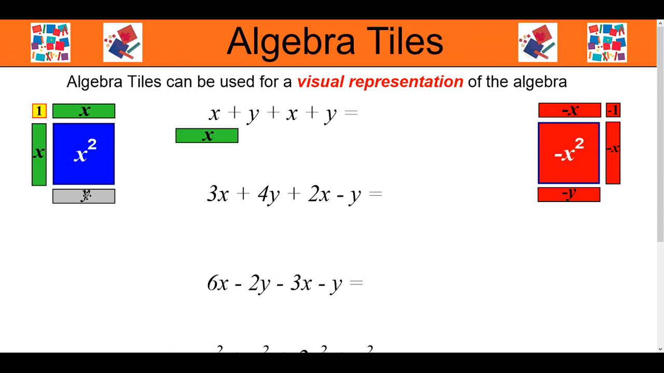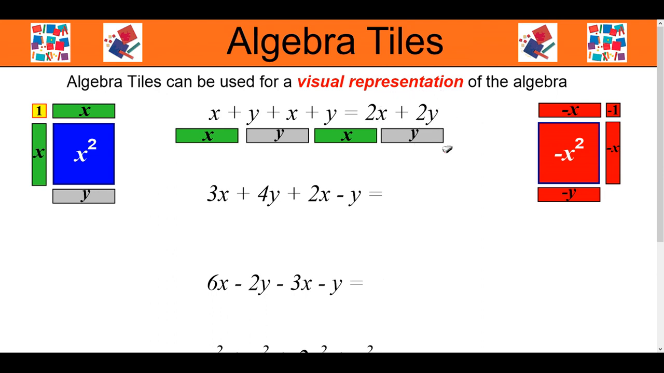So we've got x and we've got y. Now x and y are different things, one's a green tile and one's a grey tile. We've got another x and another y. So basically what you're trying to do is collect things the same up. So I've got two green x's, so 2x, and then I've got two y's. Okay, so that's the way you leave it.